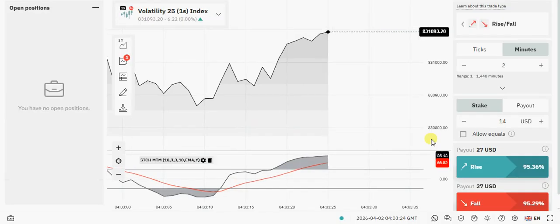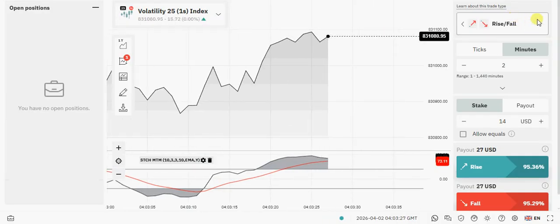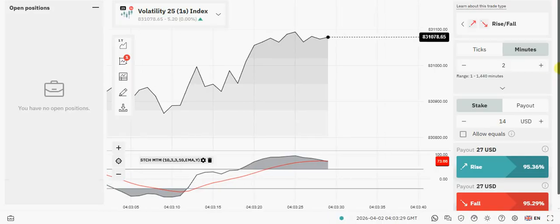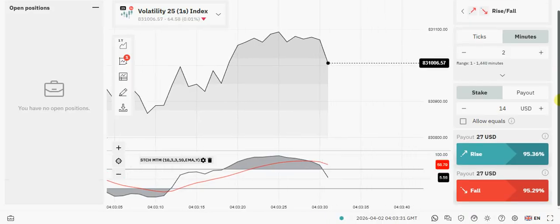You go to the trade type here. You choose rise and fall and set this to 2 minutes. We're going to be scalping. We won't wait for the trade to end before we sell.